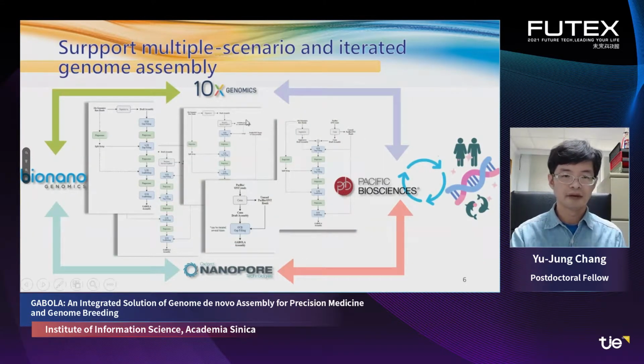Our method supports multiple scenarios and iterated genome assembly. If you have only 10x Genomics data, or you have 10x Genomics and Bionano, or you have Nanopore and PacBio, we provide multiple scenario pipelines to solve those problems.